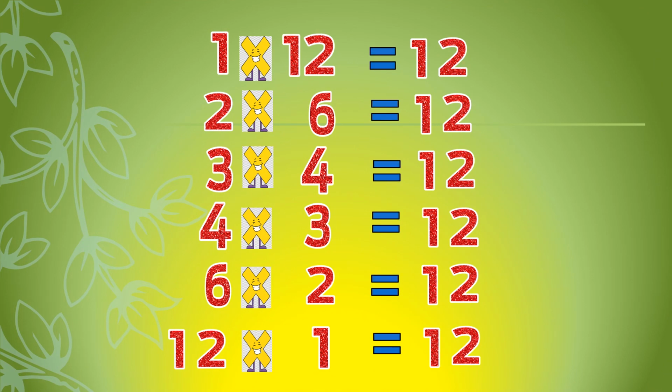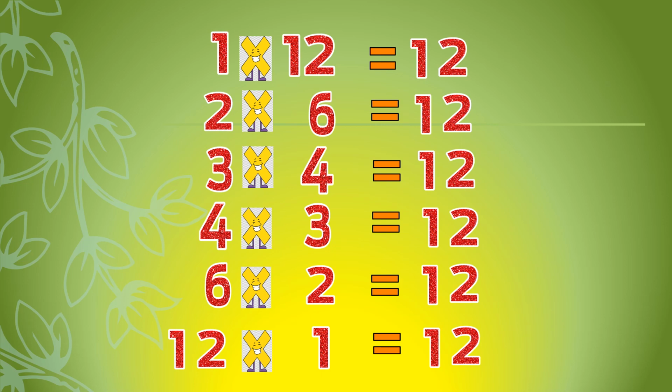Let's collect all the arrangements together. Look, we can arrange the flowers in so many ways: one row with 12 flowers each, 2 rows with 6 flowers each, 3 rows of 4 flowers each, or 4 rows of 3 flowers each. Similarly, 6 rows of 2 flowers each and 12 rows of 1 flower each.